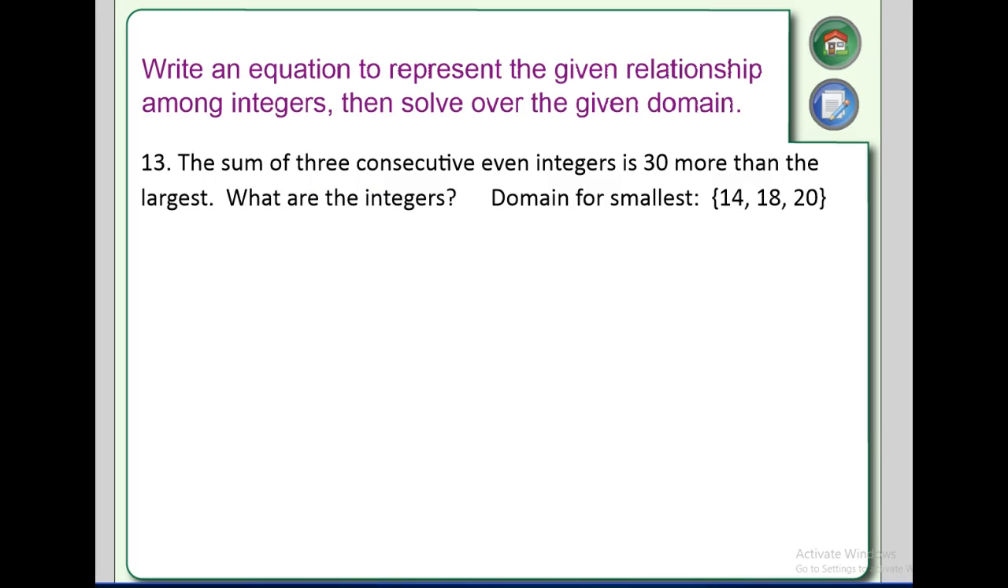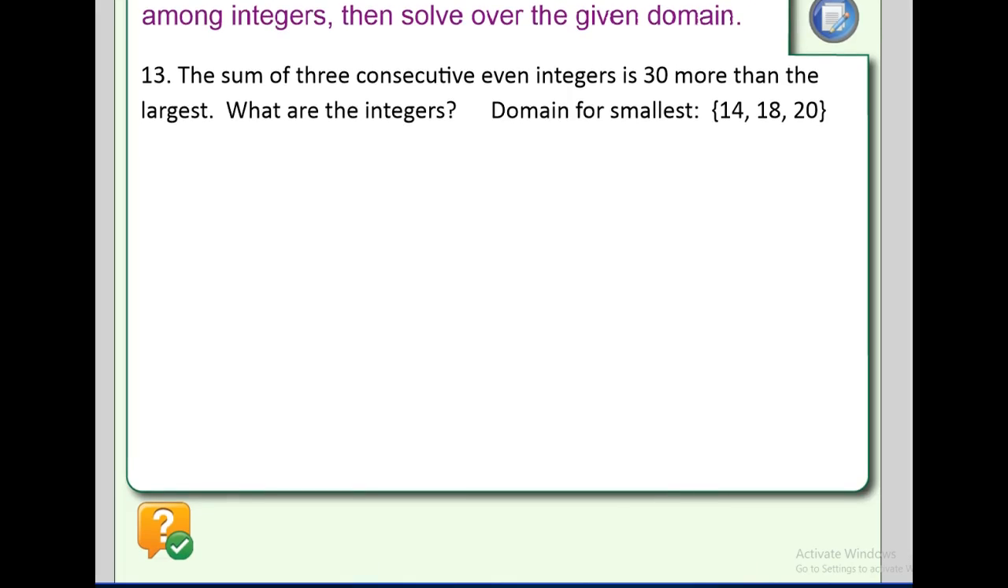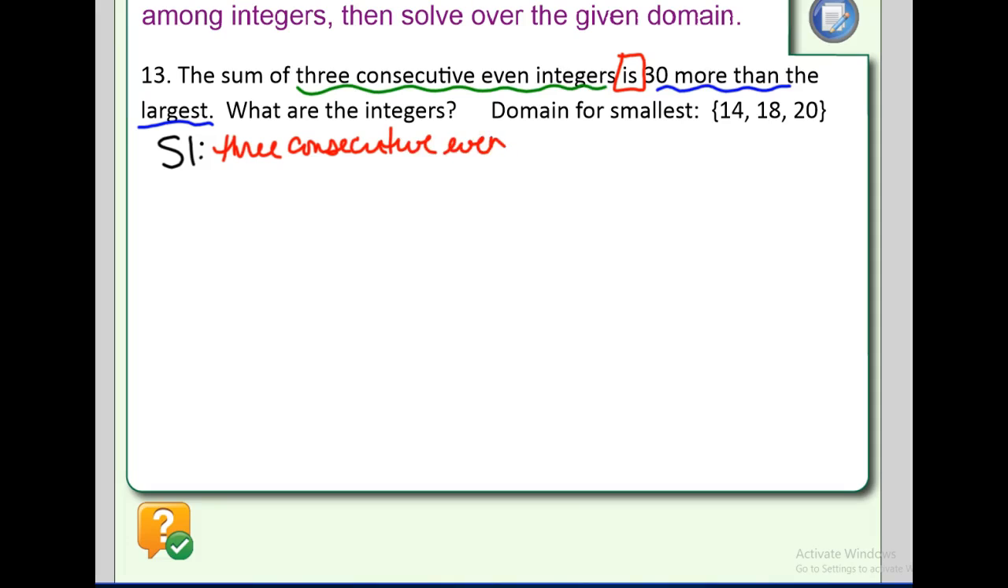All right, now, let's look. Write an equation to represent the given relationship among integers, then solve over the given domain. Oh, they're giving us the domain. What does that mean? Yes, that means I need an input-output chart. But story problem means 5-step plan. So step number 1, what are we solving for? It says the sum of 3 consecutive even integers is, means equal, 30 more than the largest. Okay? Again, we still got to be good dissectors. So step number 1, what are we looking for? Well, it's right there. 3 consecutive even integers.